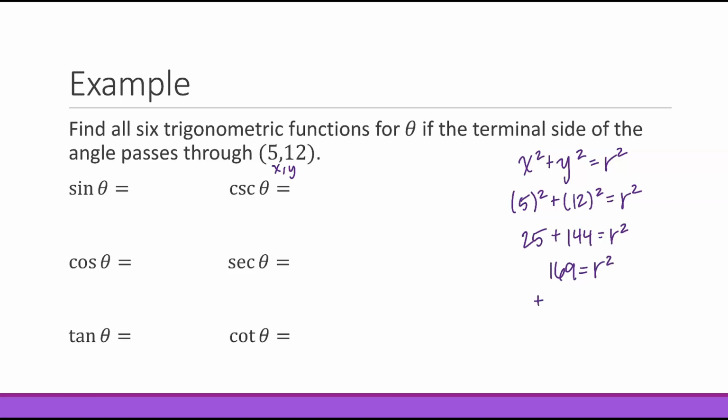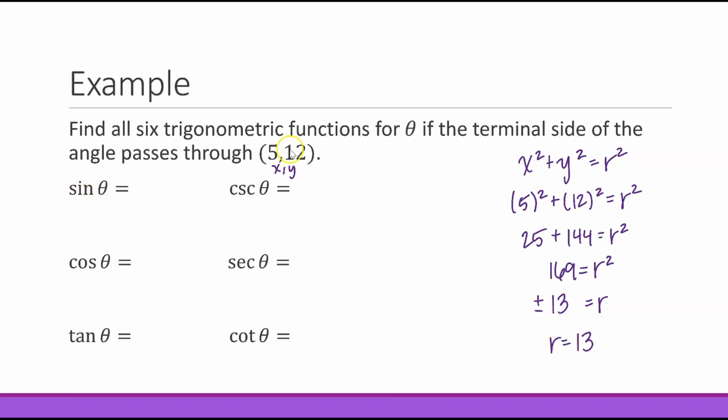When I take the square root of both sides, I will get plus or minus, and the square root of 169 is a perfect square. We get 13. So 169 is a perfect square. Its square root is 13. So we have r is plus or minus 13, but in the context of the problem, r is the radius of a circle, so r can't be negative. So our value of r is positive 13.